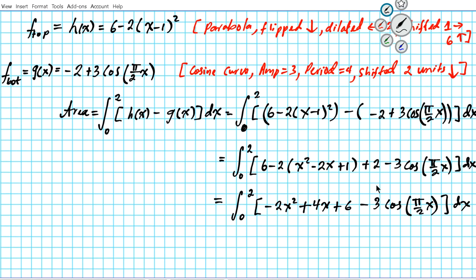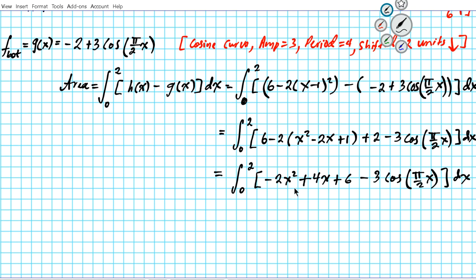Okay, so now that I've done use sub for the left side, I can just use the power rule, and then this one right here, I'm going to use substitution. So let's split it up. Okay, so polynomial to the left. So we have negative 2x squared plus 4x plus 6 dx. And then our trig function to the right. Let me factor out the 3.